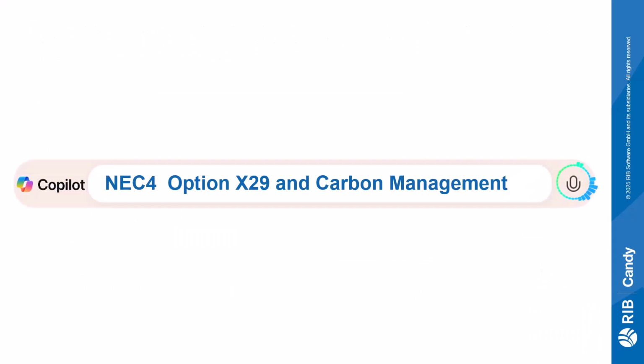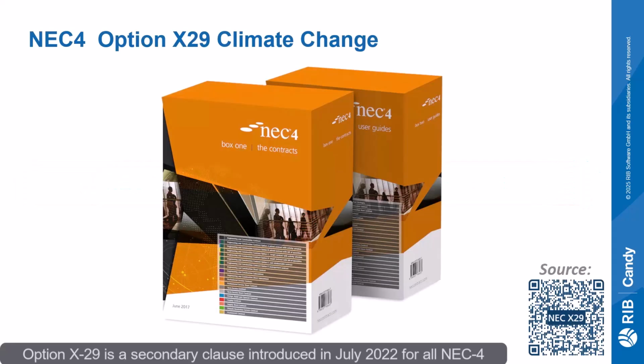Please explain NEC4 option X29, climate change clause. Option X29 is a secondary clause introduced in July 2022 for all NEC4 contracts to help clients and contractors integrate climate change requirements directly into the contract. It transforms sustainability from an aspiration into a contractual obligation, supporting the industry's shift toward net zero.